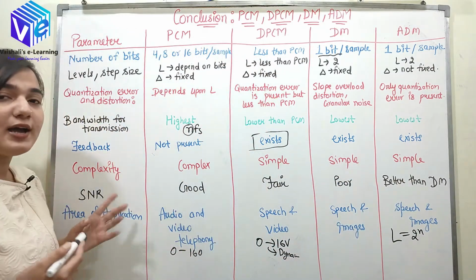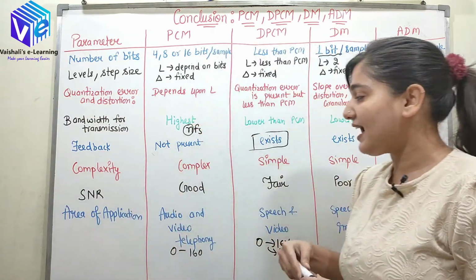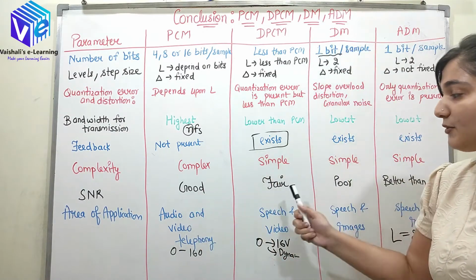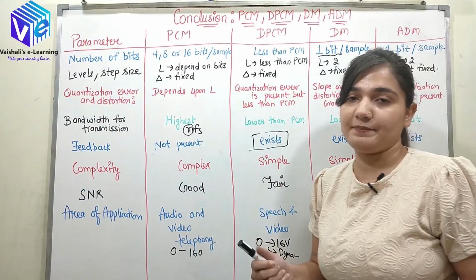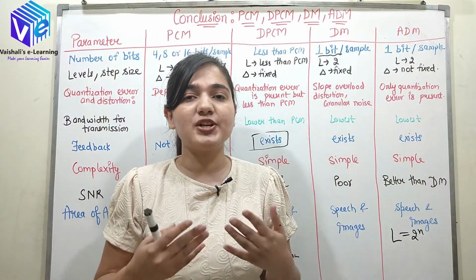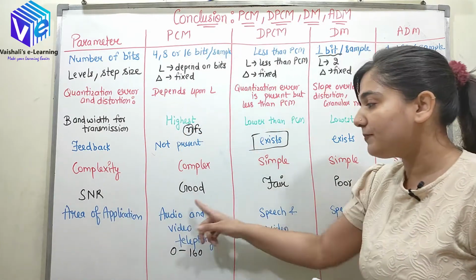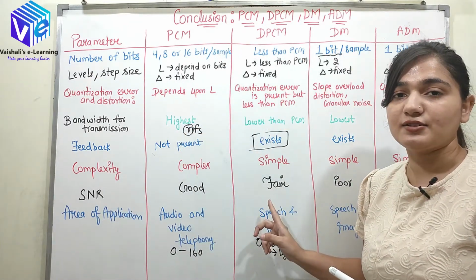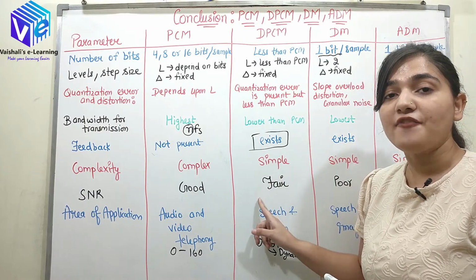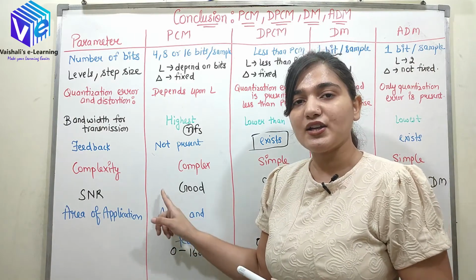So now coming to the SNR. About SNR, SNR is good in the case of pulse code modulation. But when I talk about DPCM, because here I am not transmitting the exact signal, I am just transmitting the difference of the two samples, it would be lesser than this. So here the SNR in the case of DPCM is lesser than the SNR in the case of PCM.